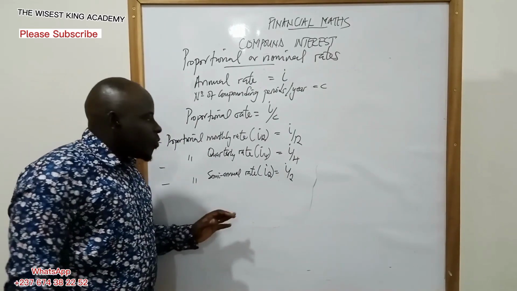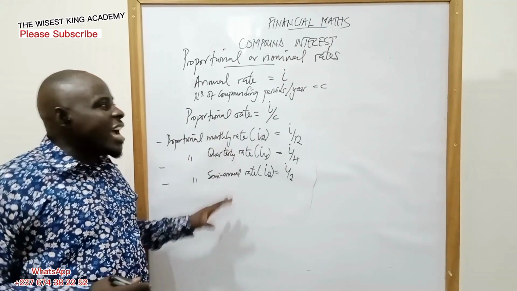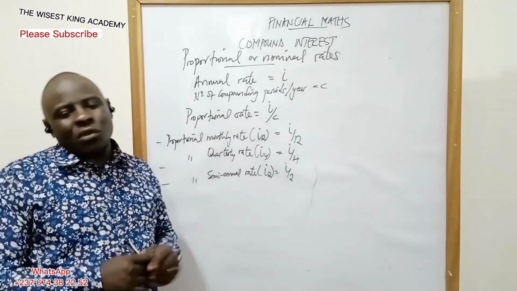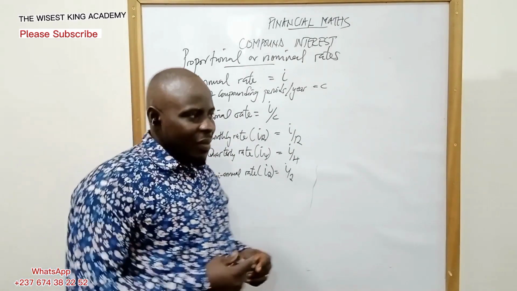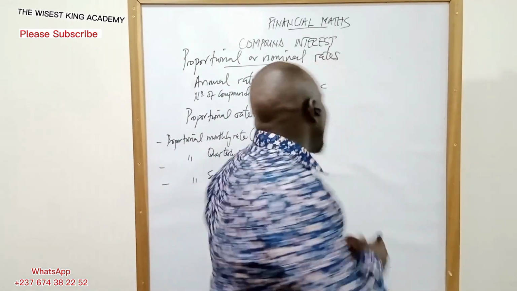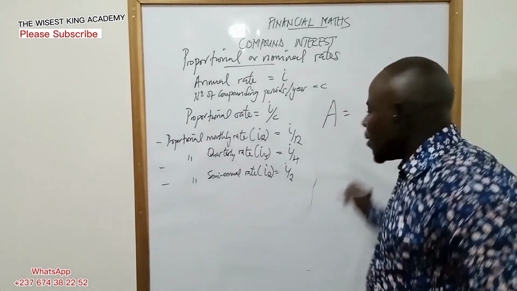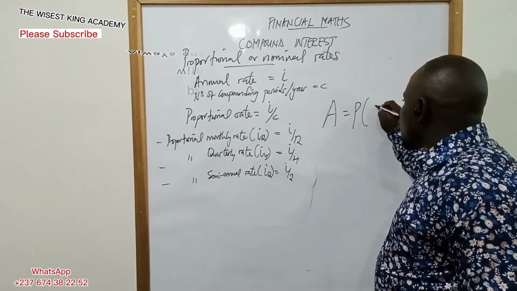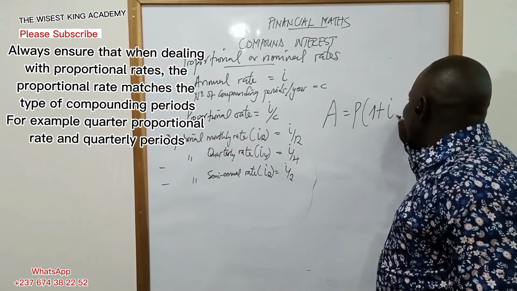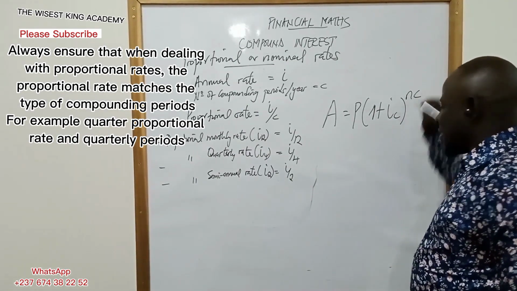Now, if compounding is done more than once a year, we can modify our acquired value formula. Let's come this way. Our acquired value formula now will become P into 1 plus IC raised to the power NC.